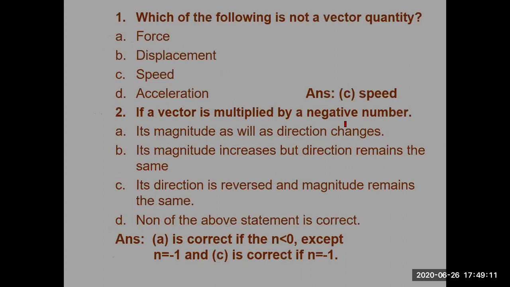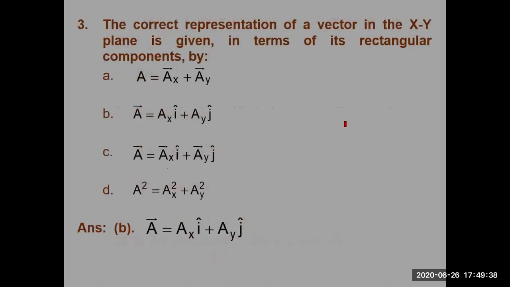Which of the following is not a vector quantity? This is speed. If a vector is multiplied by a negative number, the magnitude will increase by the same number, but the direction will be opposite. What will be the case for positive? In case of positive, the direction will be the same, but the magnitude will increase by the same number. The correct representation of a vector in the xy plane: where is the xy plane? axi plus ayj. This is the correct one.